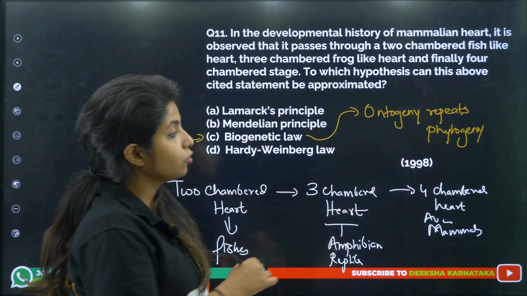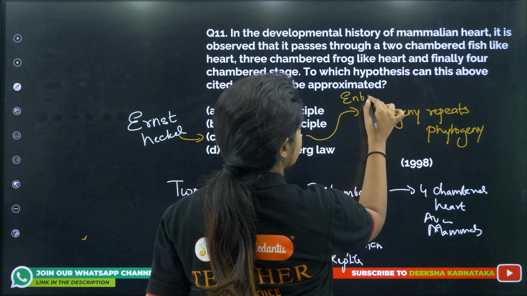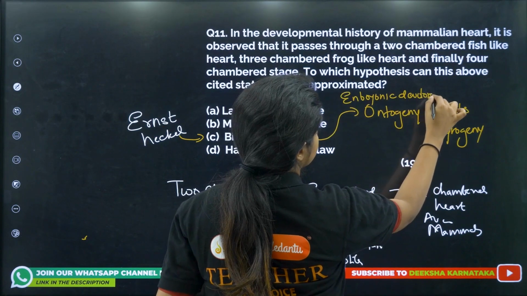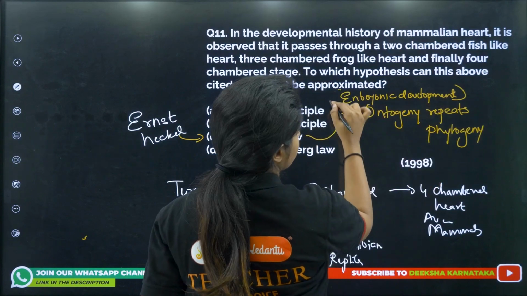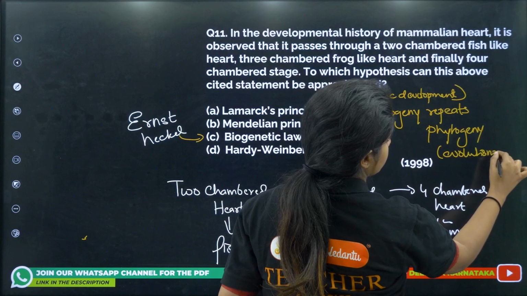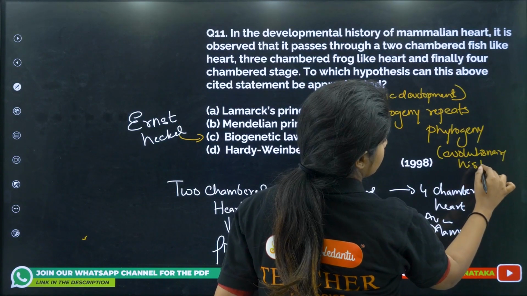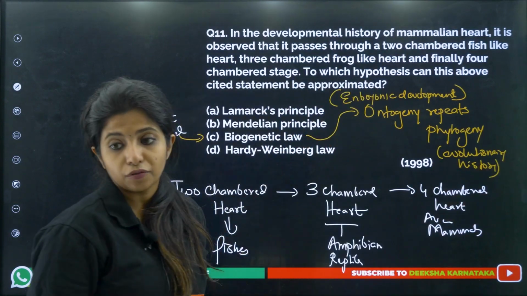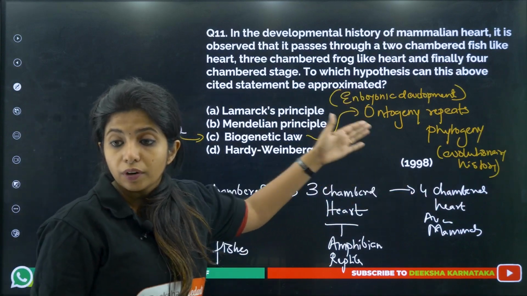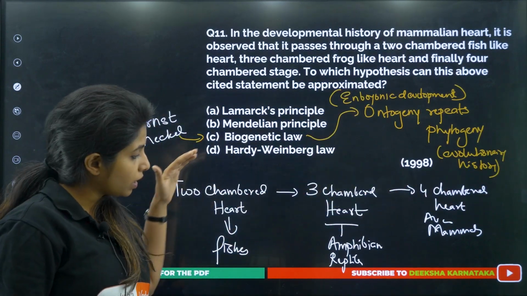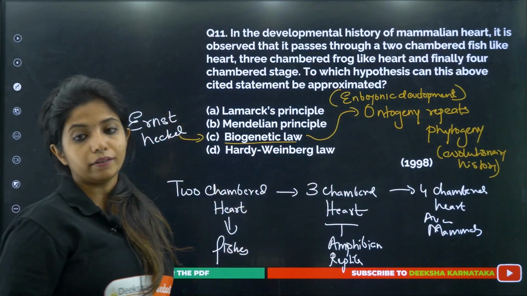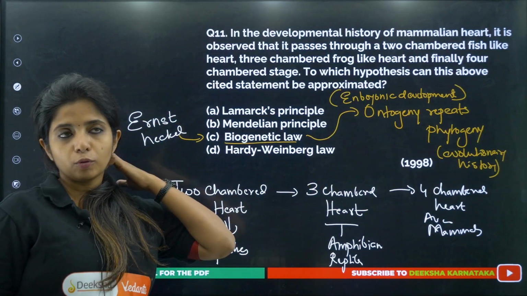phylogeny. What do you mean by ontogeny? Ontogeny means embryonic development. Phylogeny means evolutionary history. Ontogeny repeats phylogeny. So basically during the embryonic development you are repeating the evolutionary history. That means we have evolved from them, that is being repeated, and this is said by the biogenetic law, my dear children. Okay, similarly one more example is there.